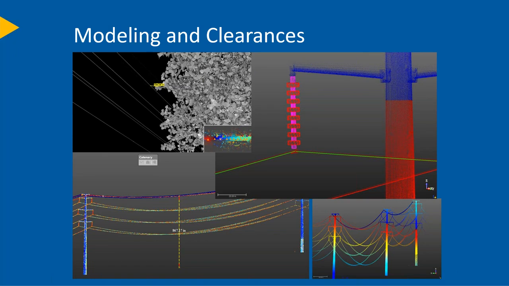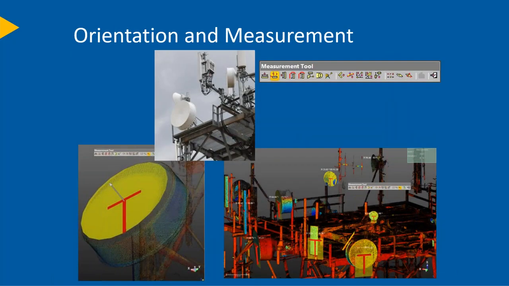And you also have coloring options. In the lower right, you see an elevation-based rendering showing the point cloud at different elevations. So it just makes it very easy to quickly see what's going on. And again, when modeling, there's tools to automatically or semi-automatically model these lines, power lines, and objects as well.